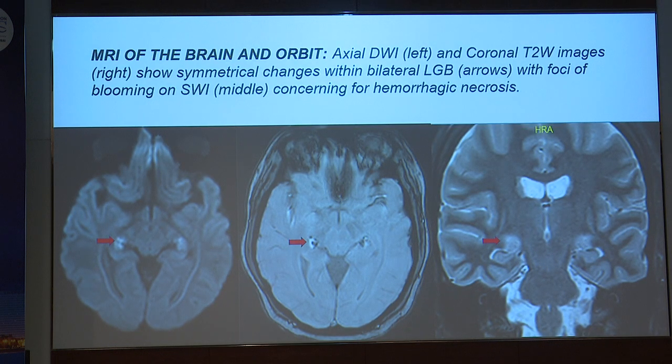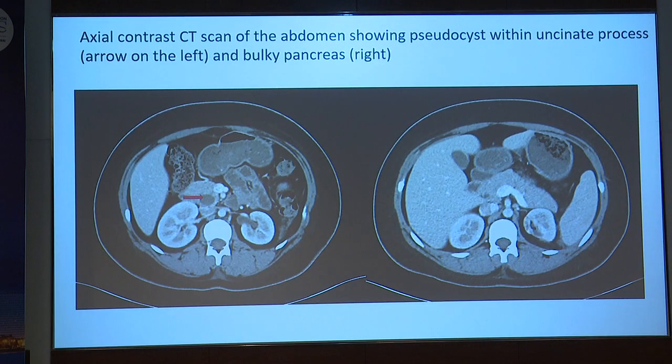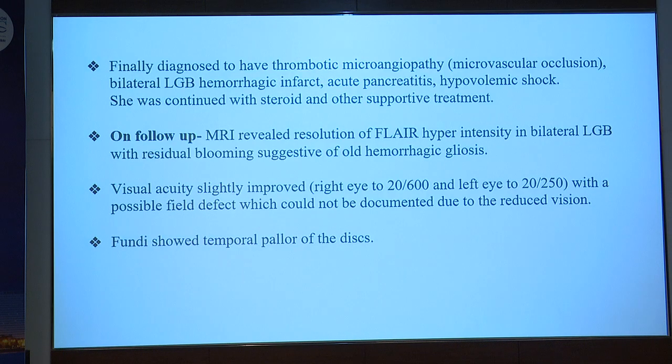This is the MRI picture of the patient. The red arrow shows symmetrical changes within the bilateral lateral geniculate body with foci of blooming on susceptibility weighted imaging, concerning for hemorrhagic necrosis. This CT scan of the abdomen shows a pseudocyst within the uncinate process and a bulky pancreas on the right side. Finally, the patient was diagnosed to have bilateral LGB hemorrhagic infarct owing to acute pancreatitis due to thrombotic etiology.